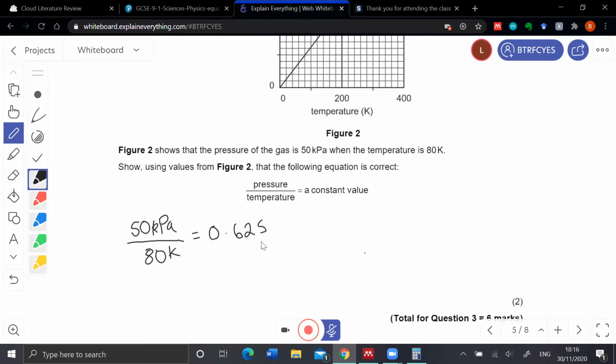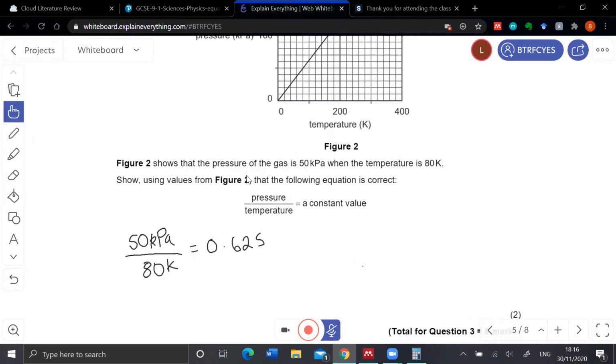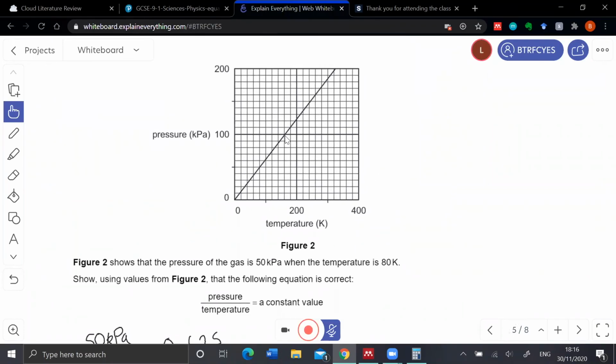Now, it says using the graph. So it crosses kind of here. We want to choose an easy point. Let's look at the scale here: 20, 40, 60, 80, these go up in 20s. This axis goes up 10, 20, that's 50. We should always look at the scale, because it's very easy to mistake the scale. So here we've got a temperature of 160 and a pressure of 100.